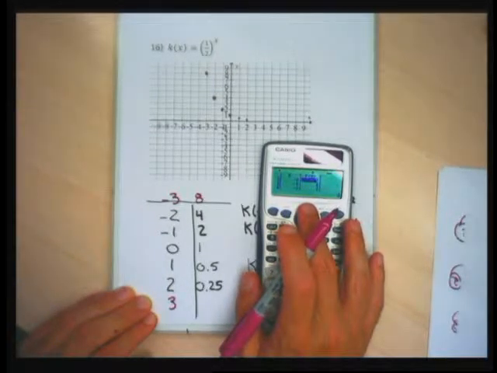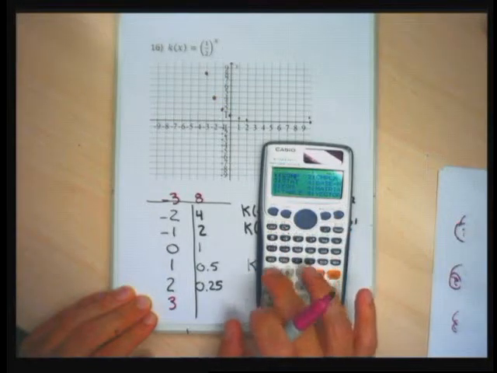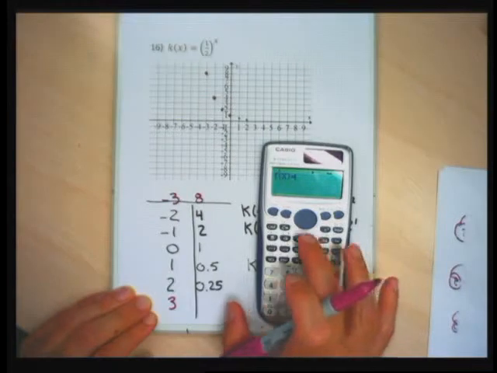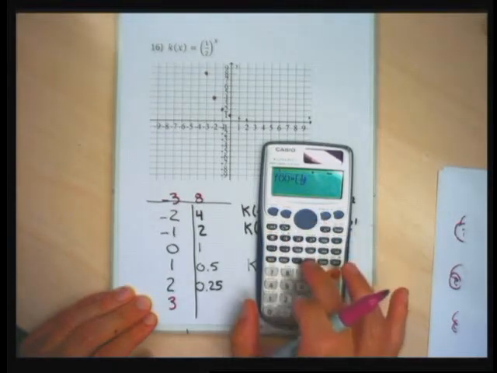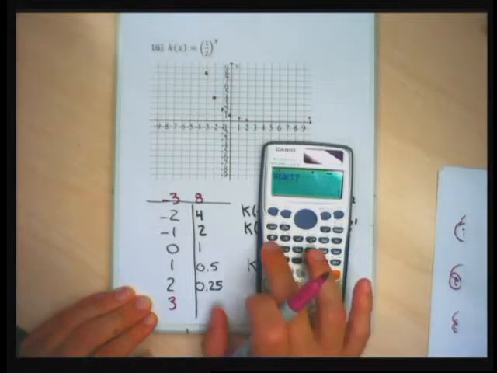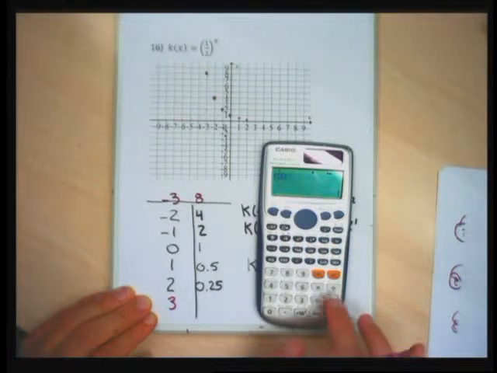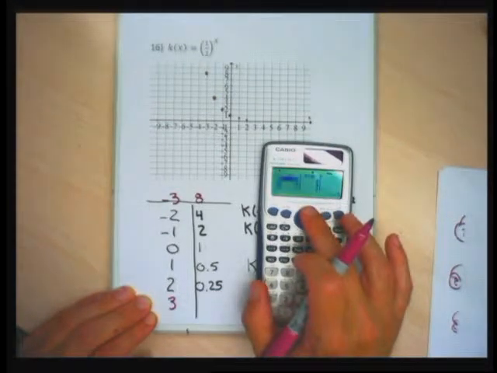Did I mess up? I don't know. Let me see. Messed up somehow. Mode 7, parentheses, fraction 1/2, parentheses, up arrow, alpha, x, start at -3, end at +3, step 1. I don't know what I did wrong, or if I did anything wrong.